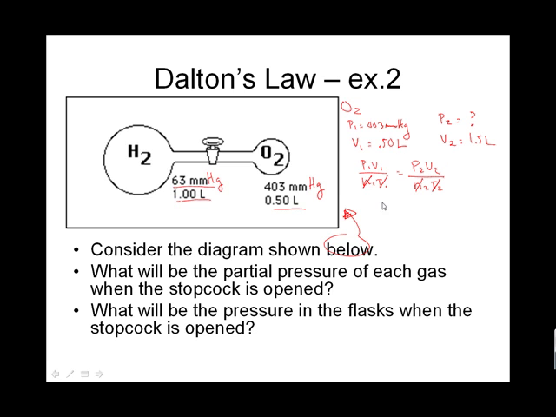is my Boyle's law. So if I were to plug in my numbers, 403 millimeters of Hg times 0.50 liter is equal to P2 times 1.50 liter, then I would get P2 of 130 millimeters of Hg because of sig figs. So now I know that the partial pressure of oxygen is 130 millimeters of Hg.